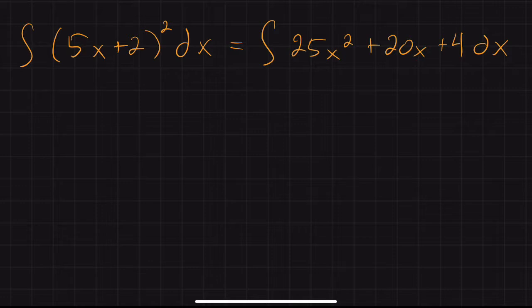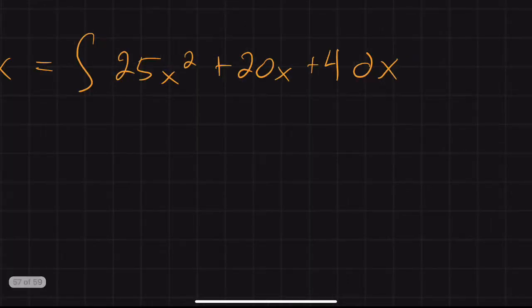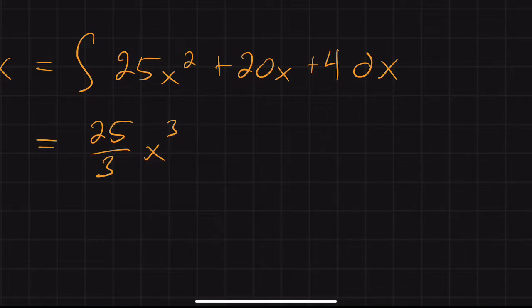If we multiply out that parentheses, we'll get 25x squared plus 20x plus 4 dx. And now we can just go term by term, finding the antiderivative. For 25x squared, you want to add 1 to the exponent to make it an x cubed, and then you want to divide the 25 by 3. That would give us 25/3 x cubed.